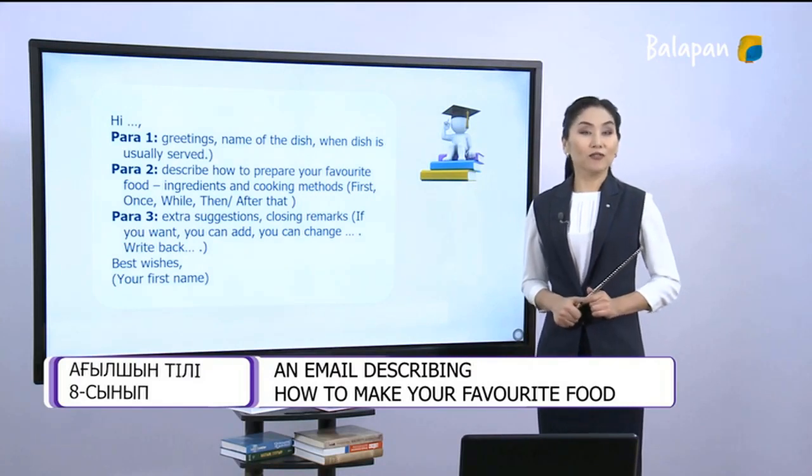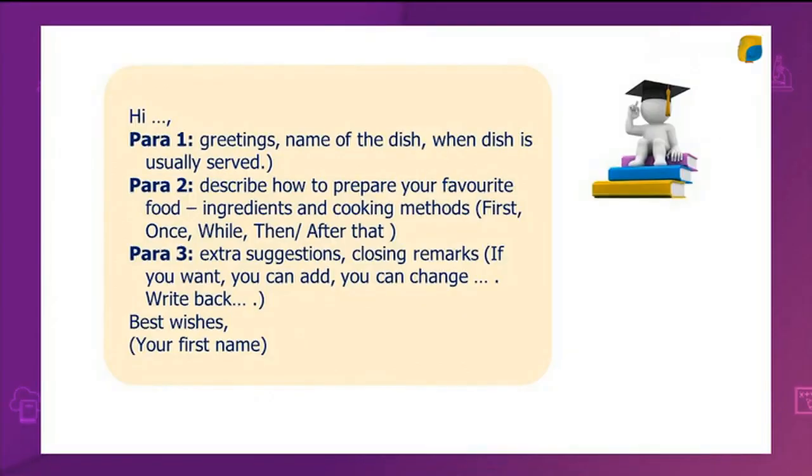First, greet your friend. Then, in paragraph 1, write greetings, name of the dish, when dish is usually served. In paragraph 2, describe how to prepare your favorite food, ingredients and cooking methods. Use the appropriate linking words. In paragraph 3, write extra suggestions, closing remarks. And don't forget to write your first name.